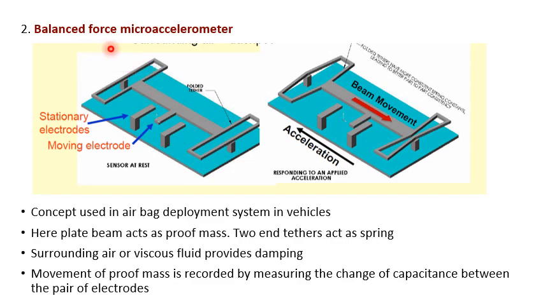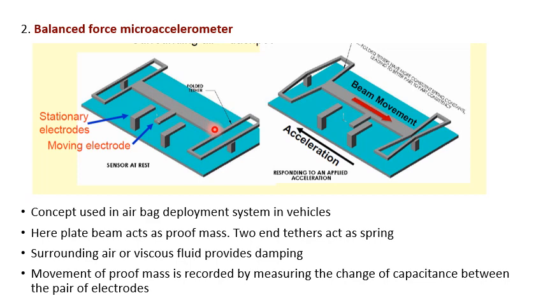This is the second arrangement, known as the balanced force microaccelerometer. This kind of accelerometer is used in the airbag deployment system of automobiles. You can see that in this arrangement there is a thin beam, and this thin beam is attached to two tethers. These tethers are made of elastic material and they are firmly fixed at one end. This thin beam acts as the proof mass.